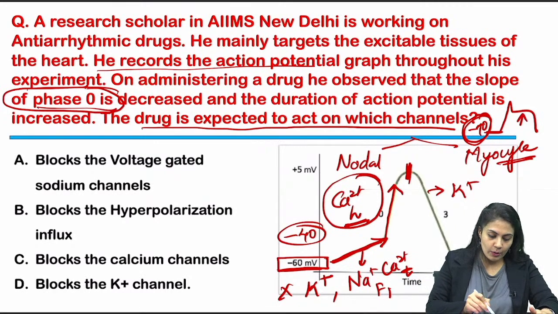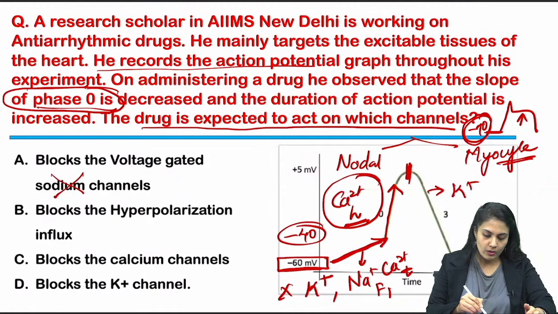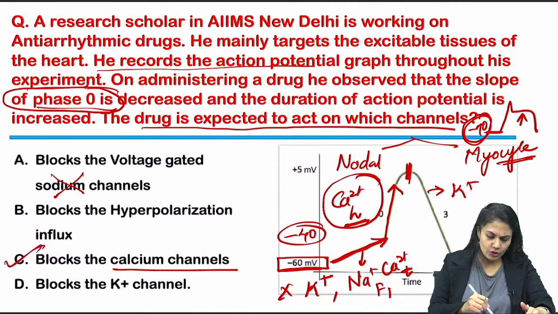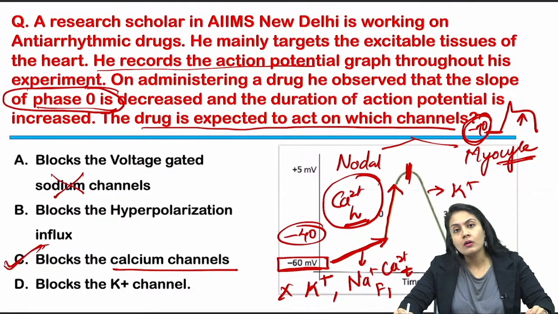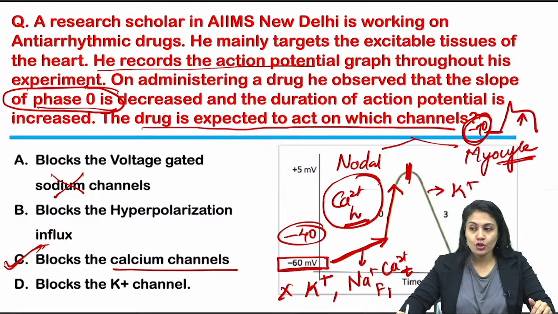So they are asking about phase 0. Block the voltage gated sodium channel. There is no correlation of sodium over here. Block the hyperpolarization influx. Block the calcium channel and block the potassium channel. So please remember, he is studying on blocking the calcium channels. Ravi Gupta, it's not the sodium. It is the calcium. Why? Because it's not the cardiomyocyte, it is the nodal tissue.